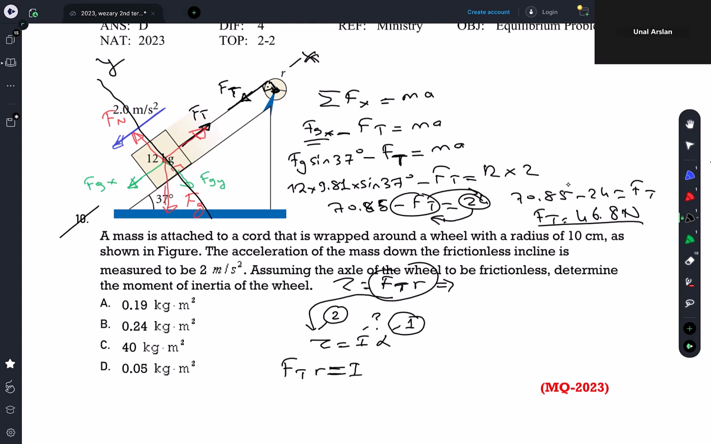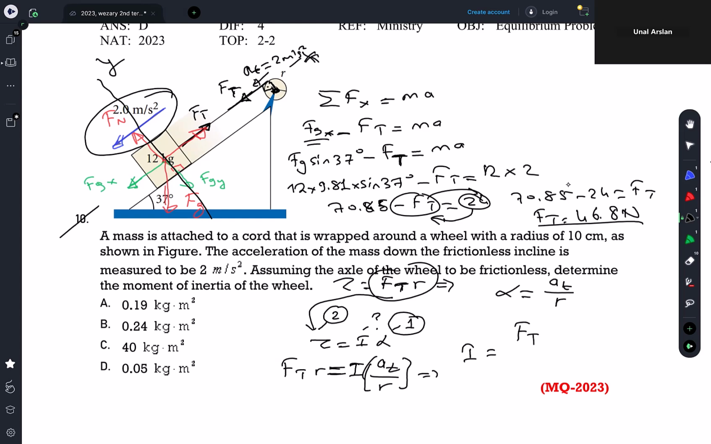I use the question. Alpha can be calculated because this disk surface is directly connected to the rope. So the rope's acceleration is going to be the tangential acceleration of the rim of the disk, 2 meters per second squared. From this, we can calculate alpha, because we need alpha, as you see. Alpha is equal to the tangential acceleration of the rim divided by radius. So I can write in here tangential acceleration divided by radius, and transfer this alpha to the other side. So then I is going to be the tension force times R, which becomes R squared divided by aT.